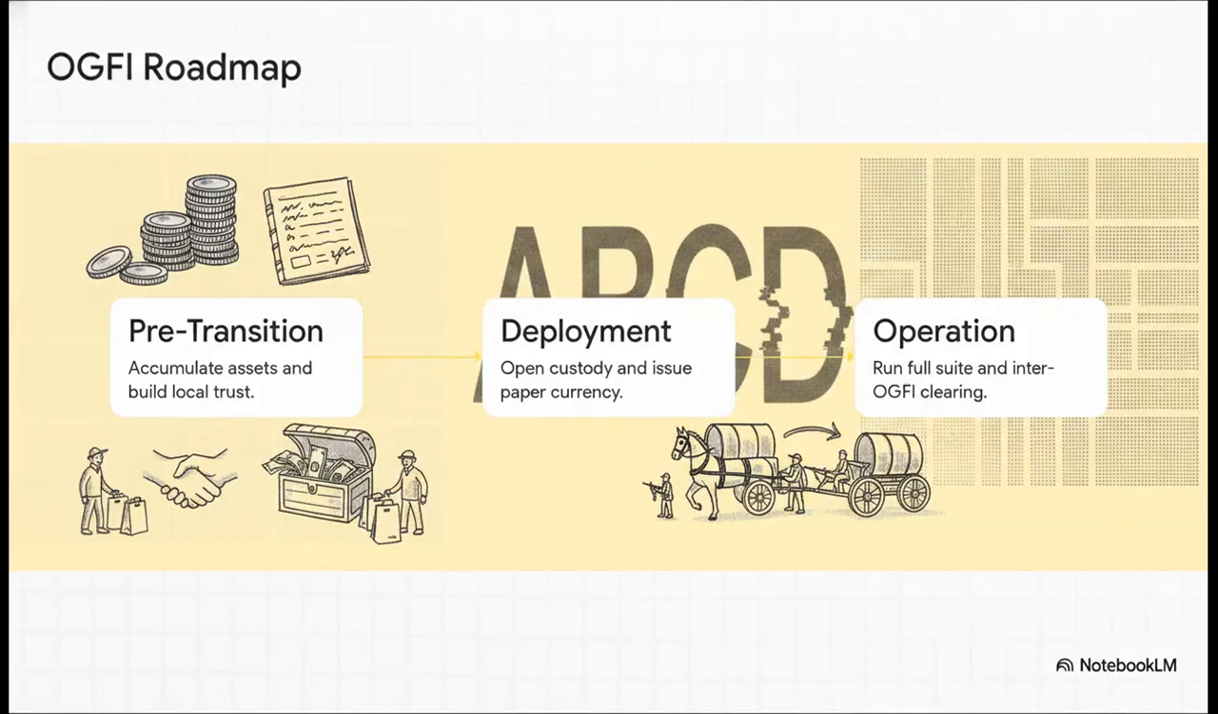In phase 1, before the transition happens, our founder must quietly accumulate physical assets like silver, learn analog bookkeeping, and build local trust while the traditional digital system is still running. Phase 2 is deployment, and this is by far the most vulnerable stage. The ABCD system is actively rolling out, and the founder has to start opening physical custody and issuing paper currency locally. Finally, phase 3 is operation. This means scaling up to full cross-community settlement with escorted strongboxes, even as the digital matrix totally solidifies around them.